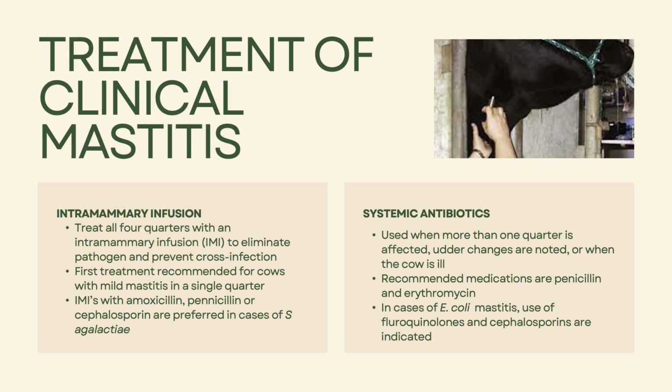agalactiae. Since clinical mastitis is often regarded as a systemic infection, systemic antibiotics are indicated for use here. So these should be used when one or more quarters are affected, udder changes are noted, or when the cow is obviously ill. Recommended medications are penicillin and erythromycin. In cases of E. coli mastitis, use of fluoroquinolones and cephalosporins are indicated.